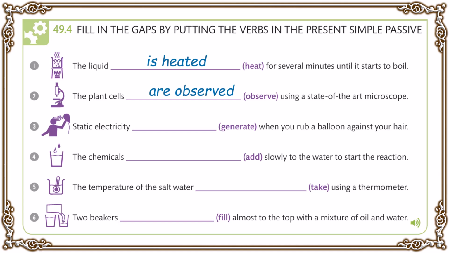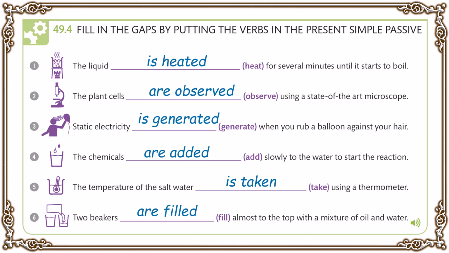Static electricity is generated when you rub a balloon against your hair. The chemicals are added slowly to the water to start the reaction. The temperature of the salt water is taken using a thermometer. 2 beakers are filled almost to the top with a mixture of oil and water.